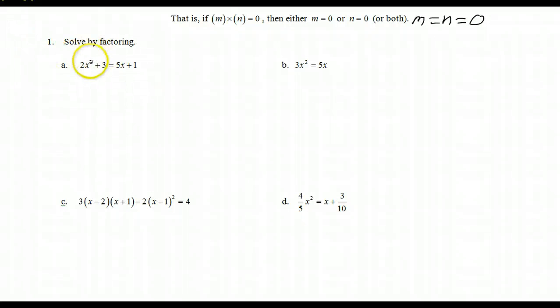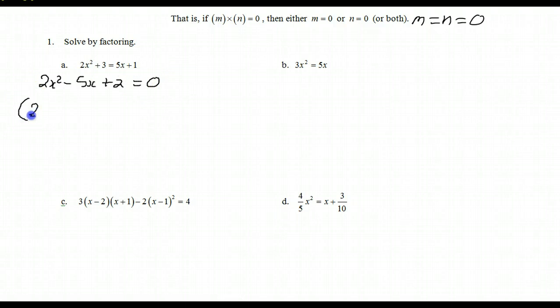Solve by factoring. First step, get everything together on one side. So 2x squared, move the 5x over, minus 5x. Subtract 1 from both sides, gives me plus 2 is equal to 0, right? We must have this thing equal to 0.